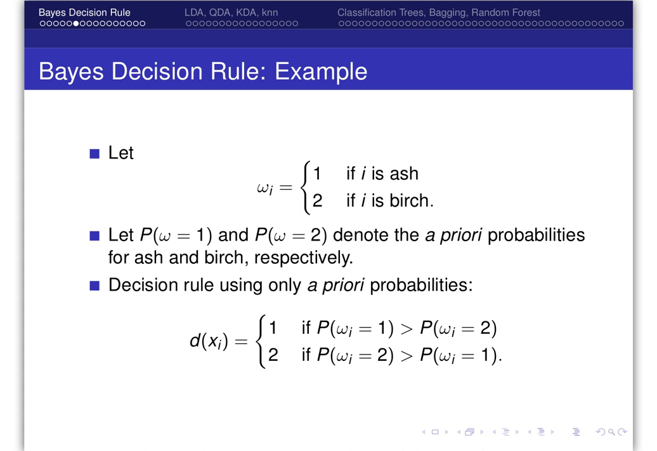Suppose further that you were forced to make a decision without being allowed to see the lumber, but you know the prior probabilities. What is a reasonable decision rule? Decide omega equals 1 if the probability that omega equals 1 is greater than the probability that omega equals 2. Otherwise, decide omega equals 2. If the two probabilities are equal, then we have a 50% chance of being correct.